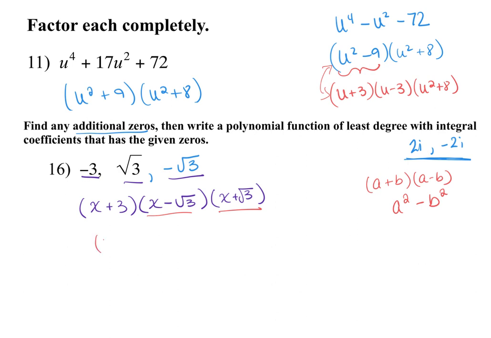I'm going to leave the x plus 3 alone. And I'm going to say, well, these look just like this. It's the same two numbers, but it's a plus minus. So it's going to be the first guy squared. That's just x, right? X squared. Minus the second guy squared. What happens when I square a square root? You just get the number. Right, so if I square the square root of 3, I'm just going to get 3 here.